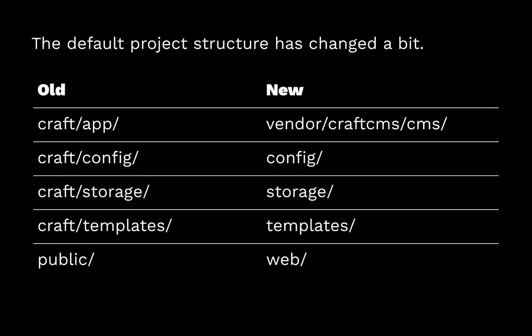And then the default Craft project now calls the web root type folder web rather than public, but they both serve the same purpose, which is the folder that you would point your web server to in order to serve Craft.